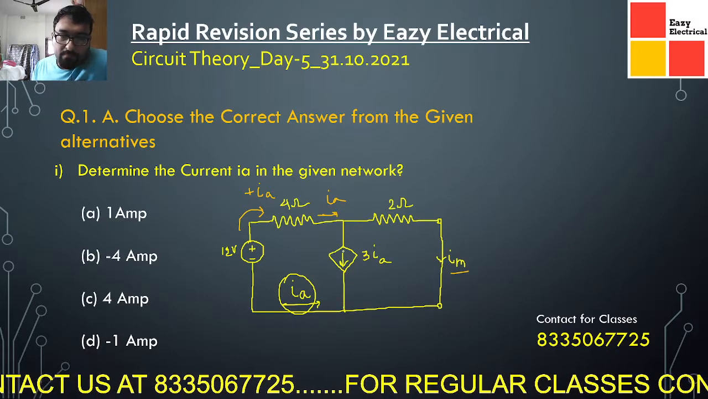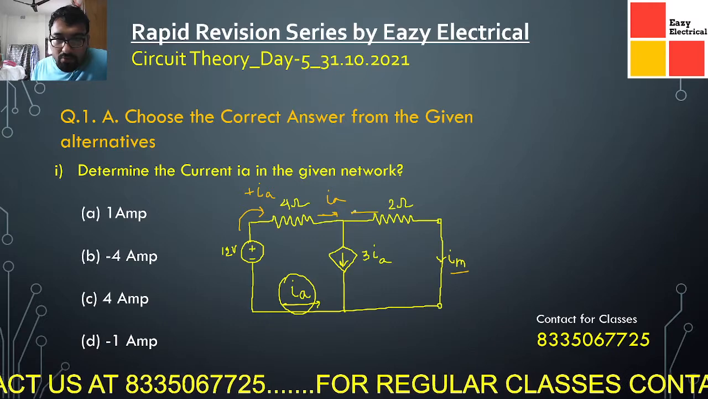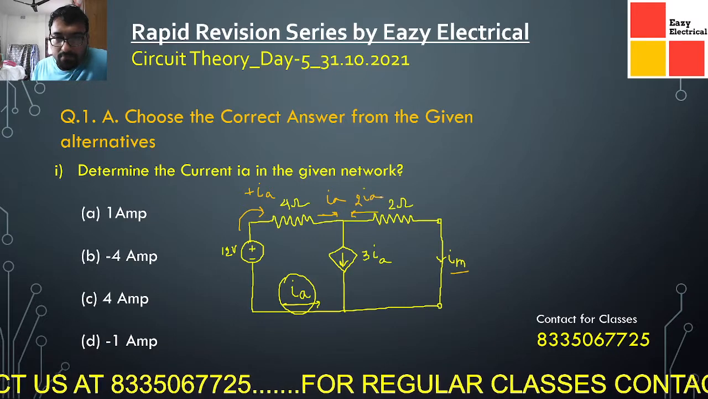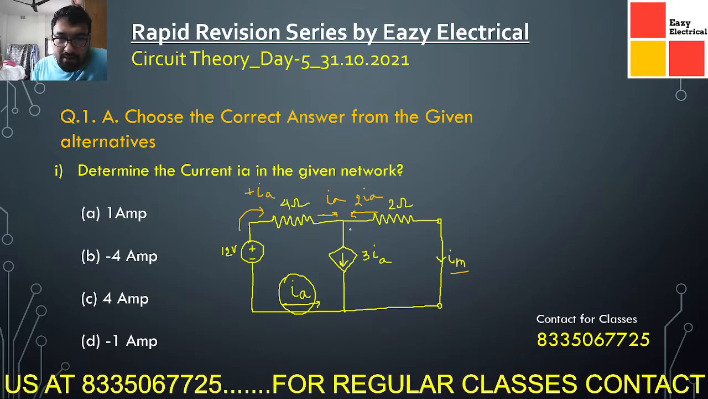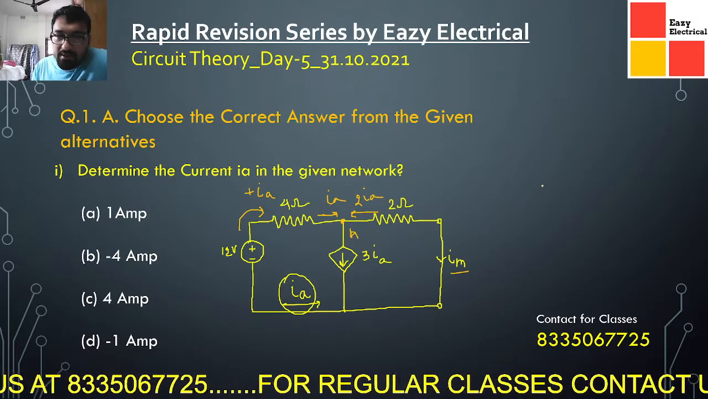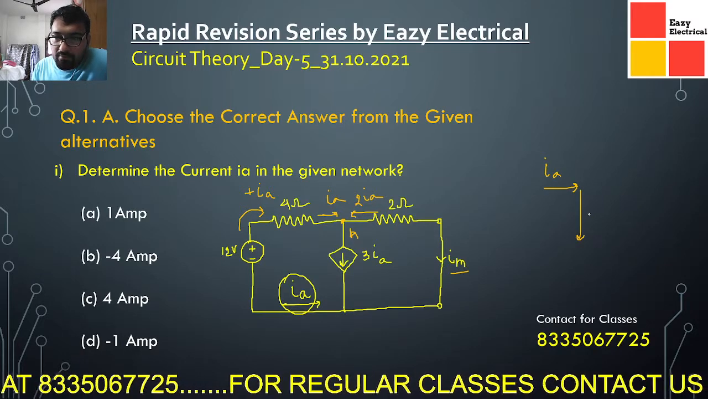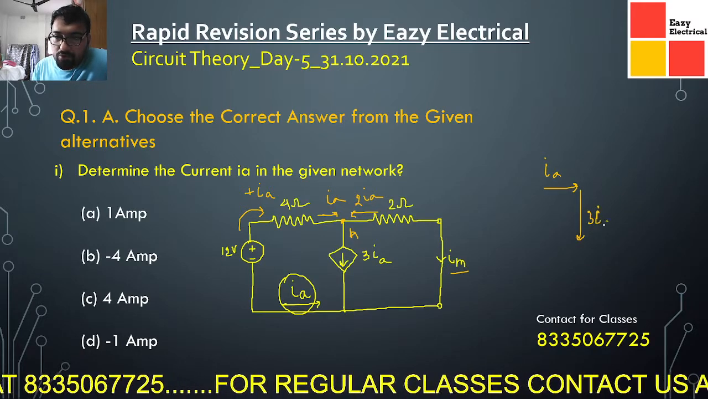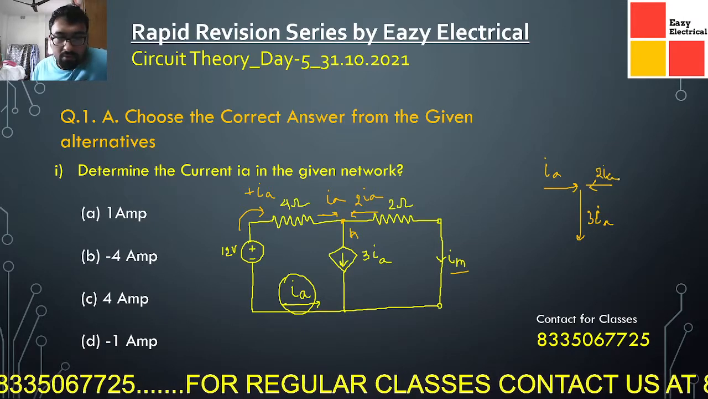So if you apply KCL, what you will get? That means 2IA amount of current is coming in this direction. If you apply nodal analysis at this point A, you can write that IA amount of current is entering and 3IA amount of current is leaving. So whatever the current is coming in this direction is basically 2IA.